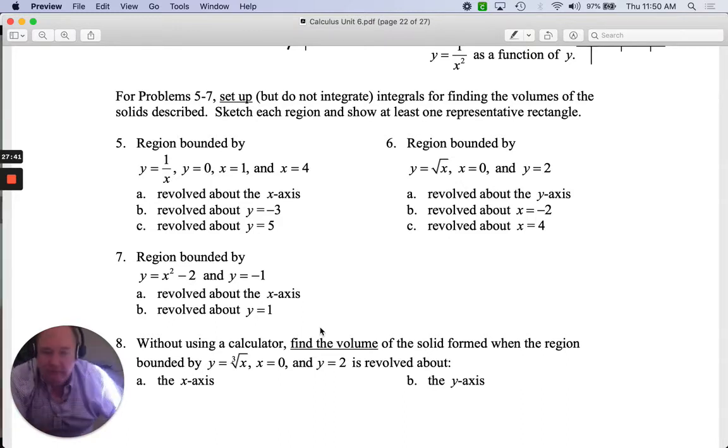All right, so number 5, we have y equals 1 over x. We have y equals 0. We have x equals 1, and x equals 4. So I'm going to graph all 4 of them. And we're first going to revolve it about the x-axis. And then I'm going to revolve it around y equals -3. And then I'm going to revolve it around y equals 5.